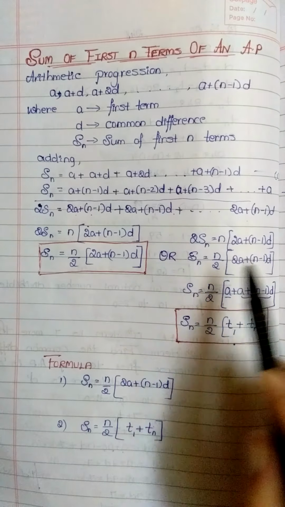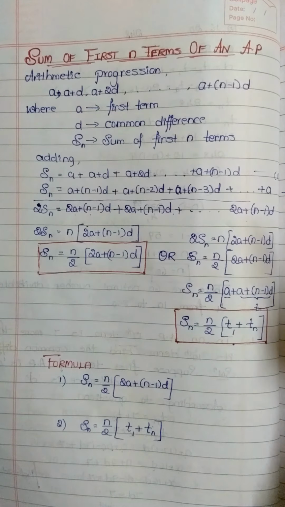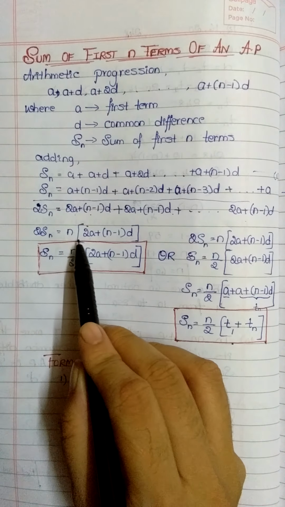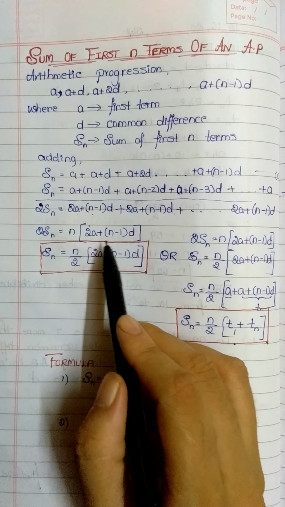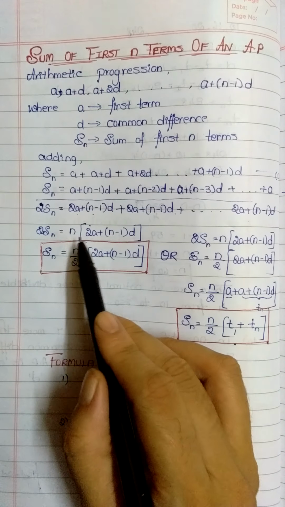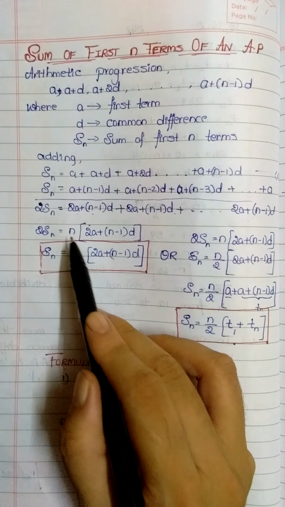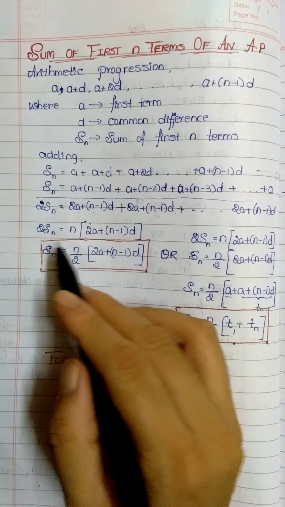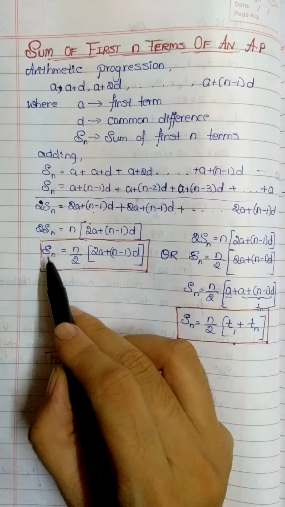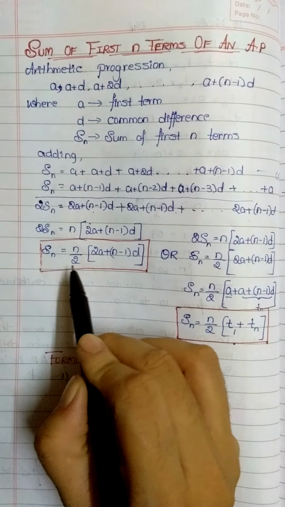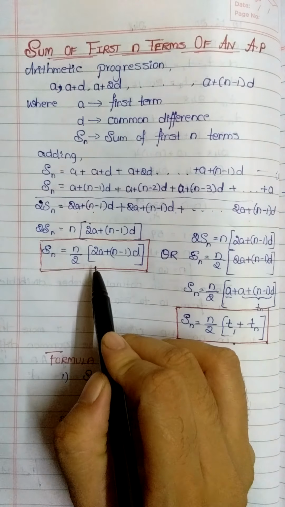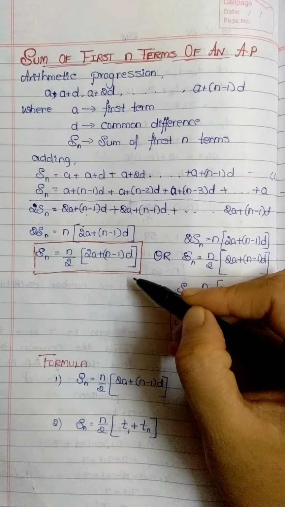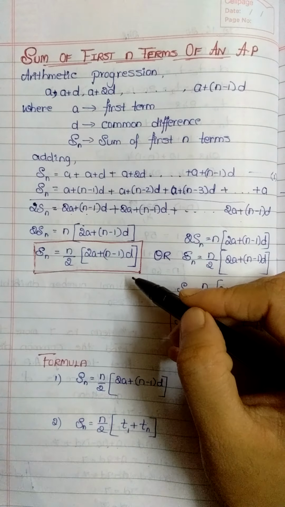So how many terms are there here? There are n terms. That's why 2Sn, write it as it is, and on the right hand side write 2a plus n minus 1 into d, n times. Now take this 2 to the right hand side, it goes to the denominator. So Sn is equal to n by 2 into 2a plus n minus 1 into d. This is the sum of first n terms formula, or Sn formula.